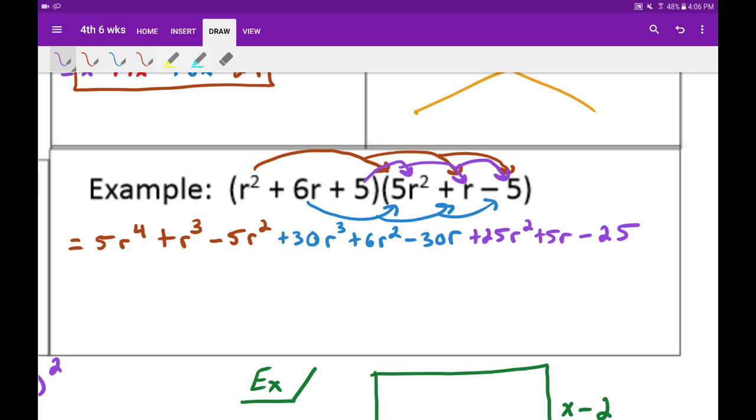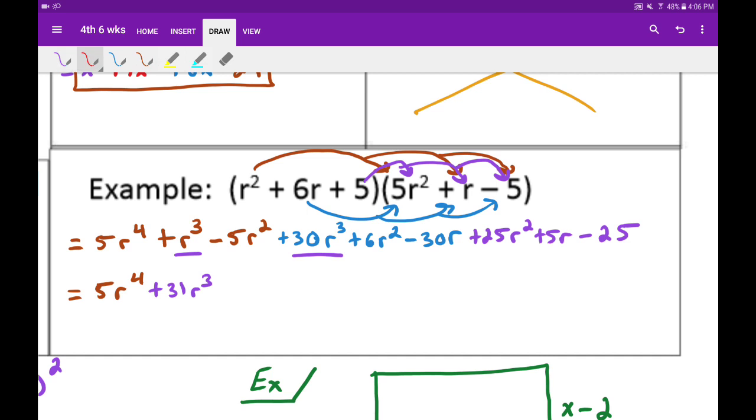Okay, so let's go ahead and do the first thing, which is power 4. So there's no other power 4, so we get 5r to the 4th. Okay, we're now going to go into r cubed, which is 1r cubed and 30r cubed. So we combine those, and that gets you 31r cubed. Okay, remember we're adding.